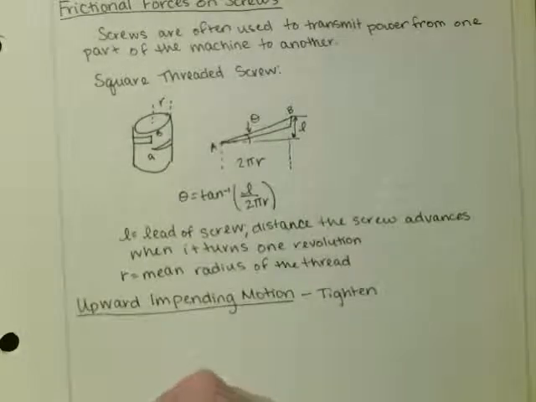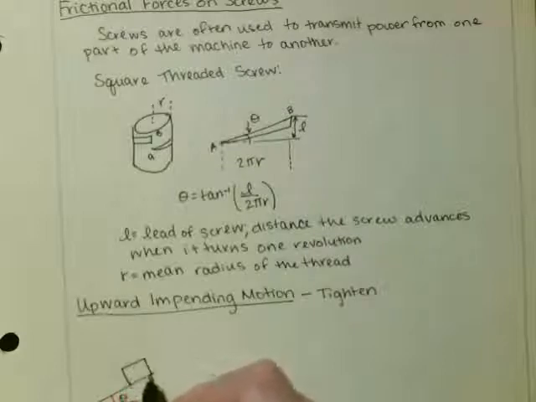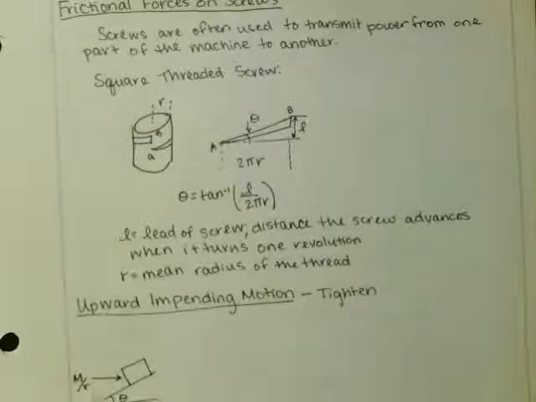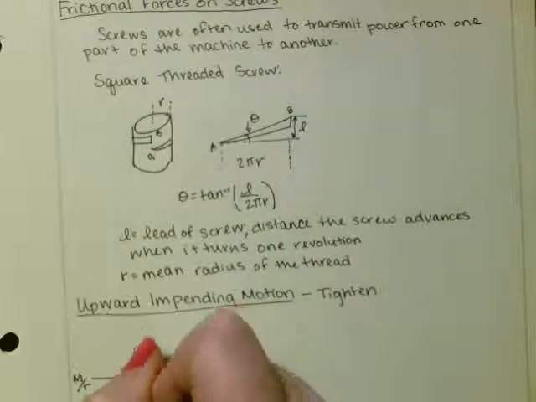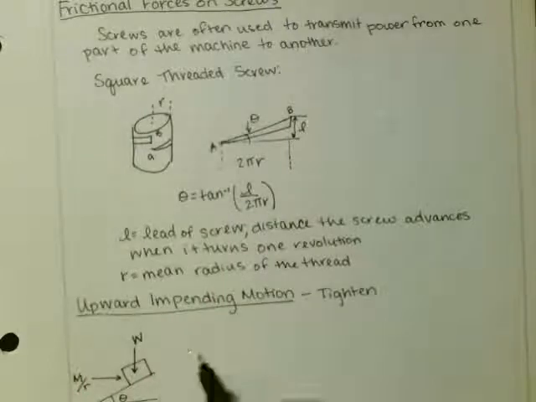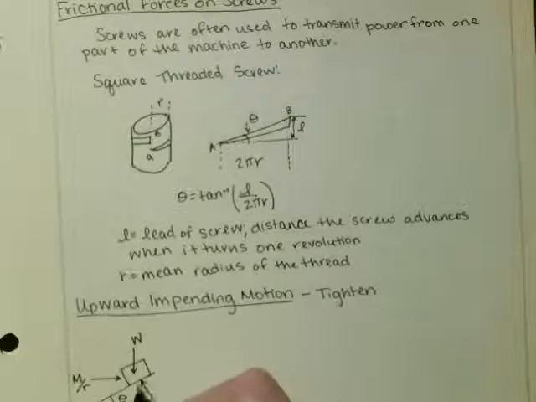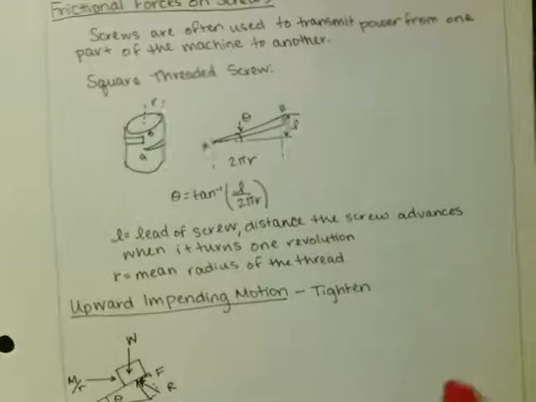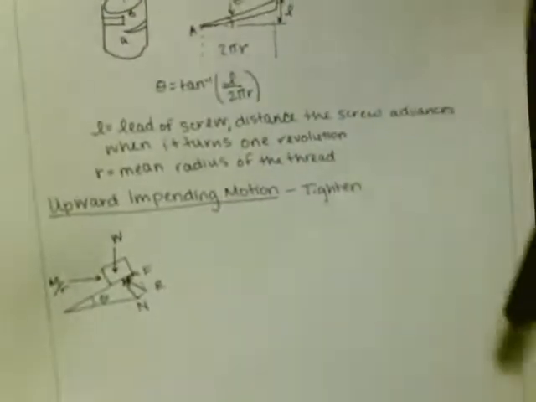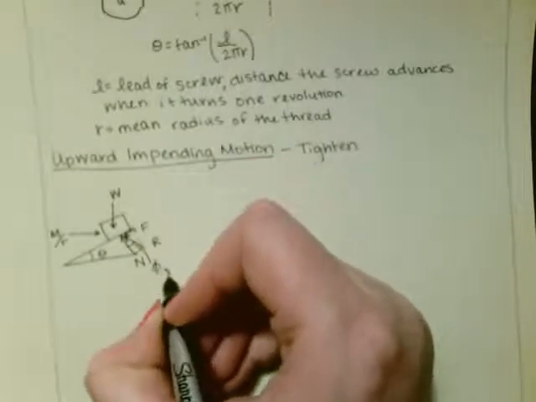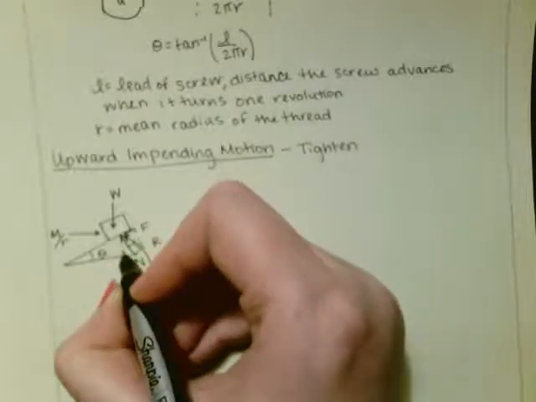So, if you were to look at just a portion of this, like a little block, you would have your torsional moment divided by your mean radius of the thread. You would have your downward force, W. You would have a normal force and a frictional force opposing this. And the resultant of those two is R, and we've already found that this angle right here is phi s. And this angle with the vertical is going to be theta.